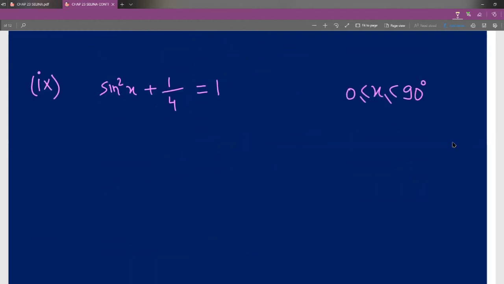So our 9th question, but in this question it has a condition that whatever degree you get for x, that should be either greater than equal to 0 degree or less than equal to 90 degree. Okay, so sine square x plus 1 upon 4 is equal to 1. So therefore sine square x is equal to minus 1 upon 4, and the square that is present in sine square x will go to the RHS and become minus 1 upon 4 whole root. So therefore that answer would be 1 upon 2.